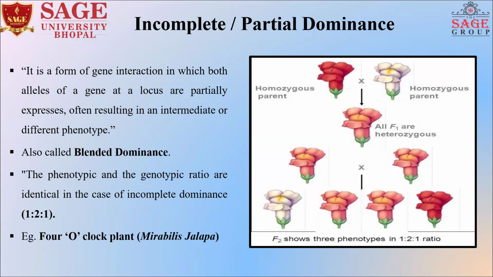That's why it is also called blended dominance. Blended means a mixture of both the colors, and the phenotypic and the genotypic ratio are identical in the case of incomplete dominance, that is 1:2:1. And in the picture, we are observing a flower, the example, the four o'clock plant, that is Mirabilis jalapa. So this is about the incomplete or partial dominance. Means both are showing their expressions but partially or incompletely in the F1. So this is the first concept.